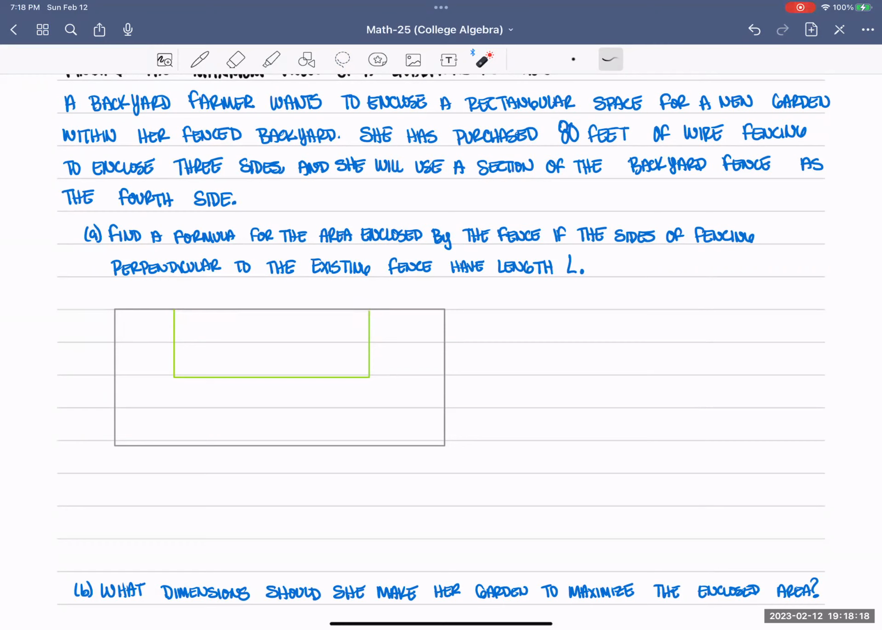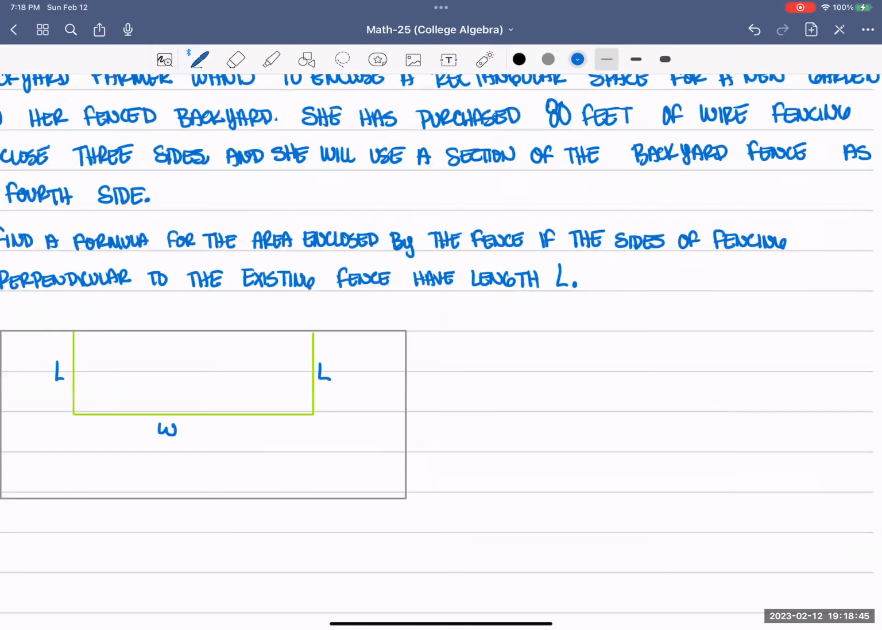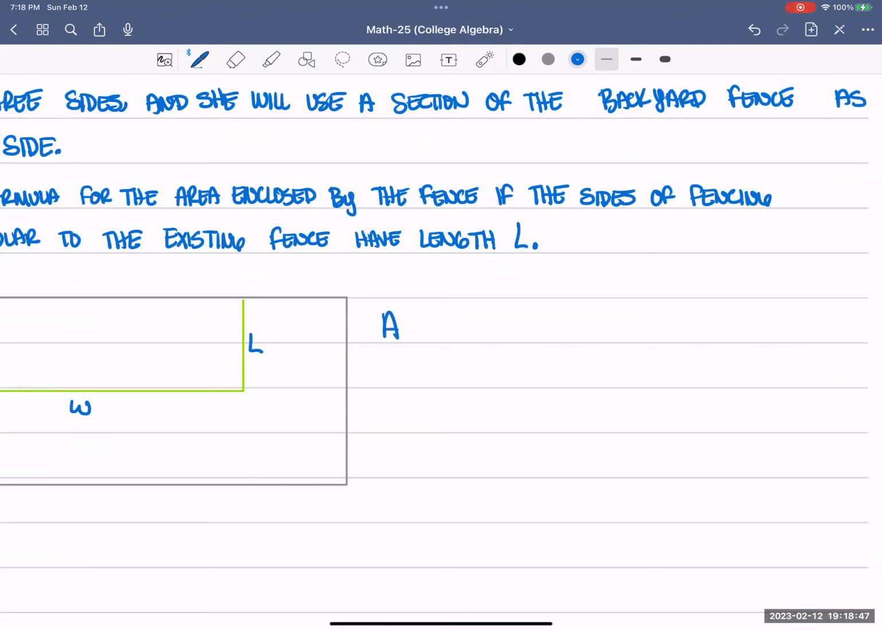Find the formula of the area enclosed by fencing if the sides of the fencing perpendicular to the existing fence have length L. So we're calling this L here, which means this is L over here too, which means this here is going to be the width. So find a formula for the area. We know that area is going to be length times width. So area is equal to length times width.